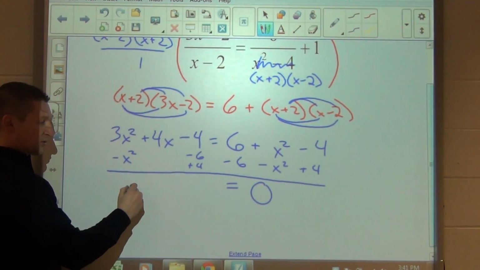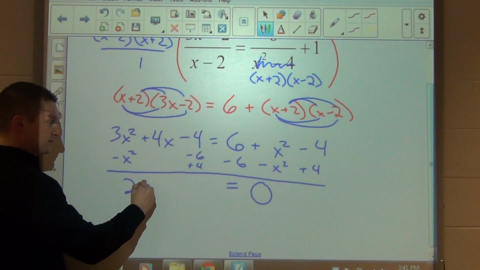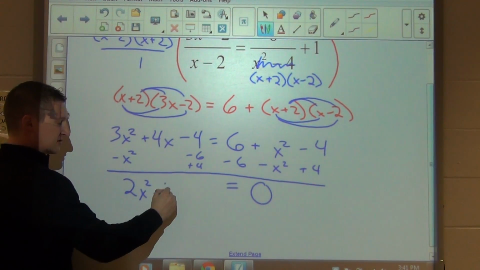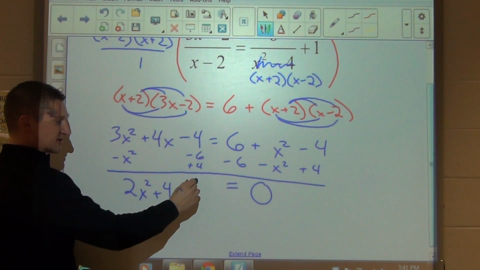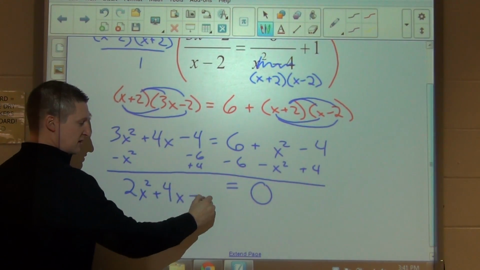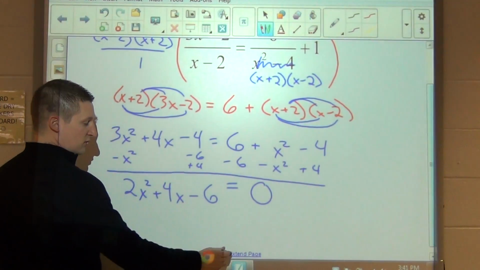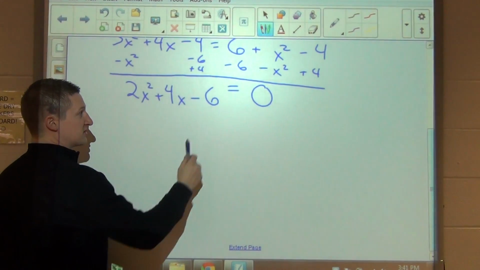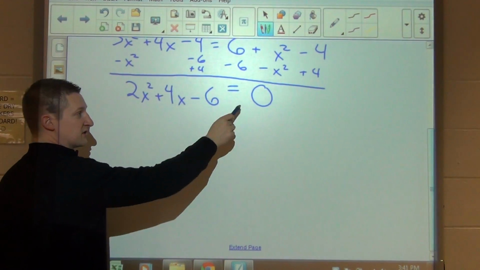On the left side, 3x squared minus x squared is 2x squared. Plus the 4x that's still there. Negative 4 minus 6 plus 4 is going to be negative 6. So we have a quadratic equation that's set equal to 0: 2x squared plus 4x minus 6 equals 0.